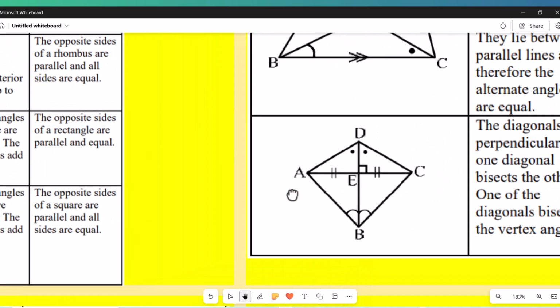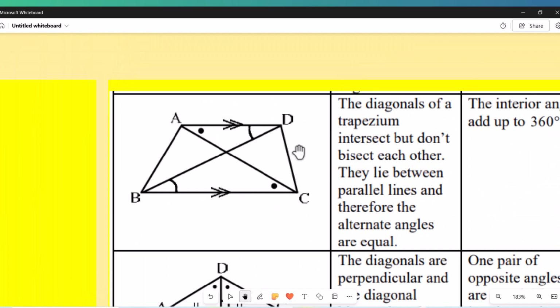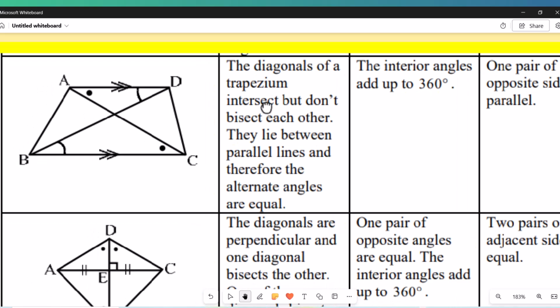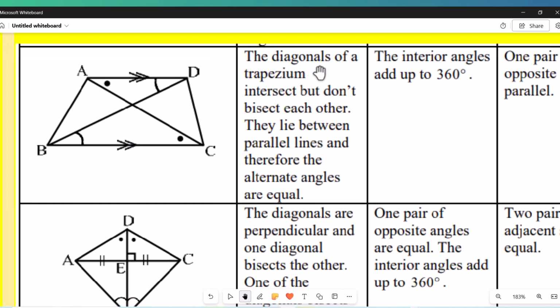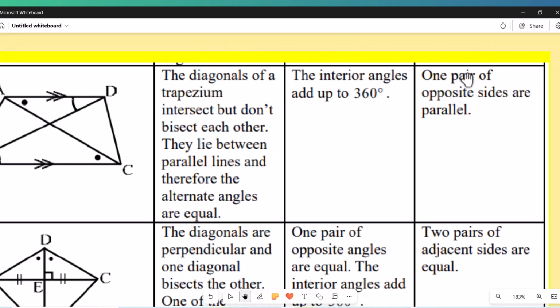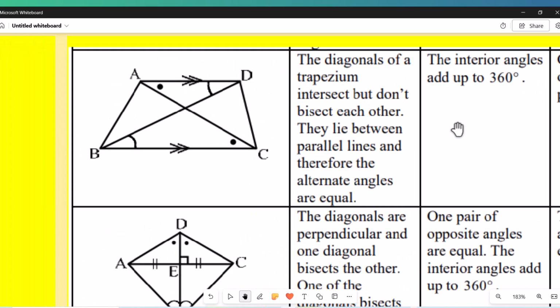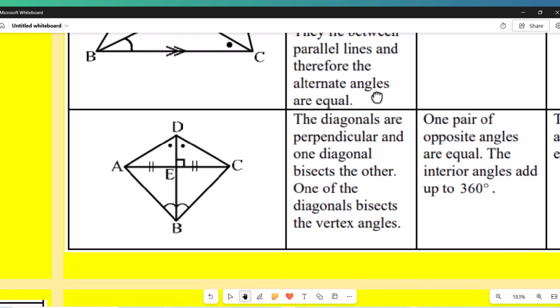Okay. And then in here, we talk about this is now a trapezium. The diagonals of the trapezium intersect but don't bisect each other. They lie between parallel lines and therefore the right angles are equal. The interior angles add up to 360 degrees, and also one pair of opposite sides are parallel. Okay, and then let's continue here to the kite.